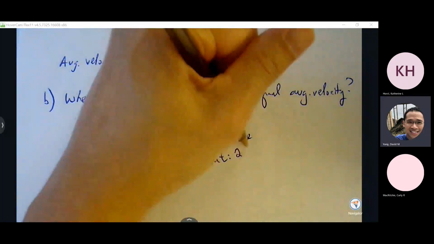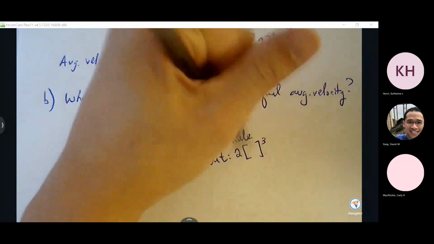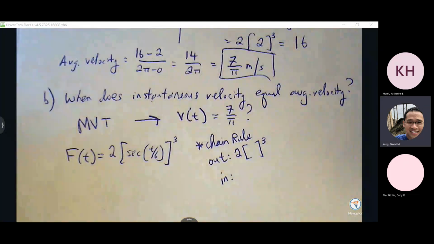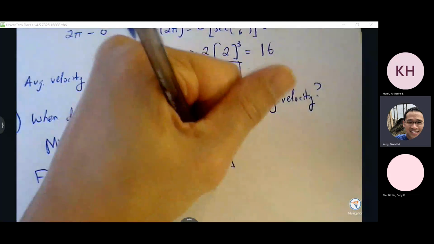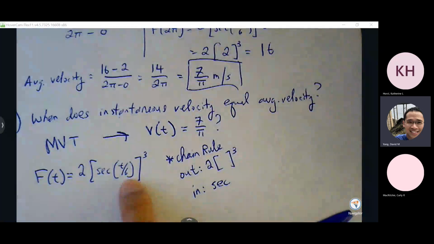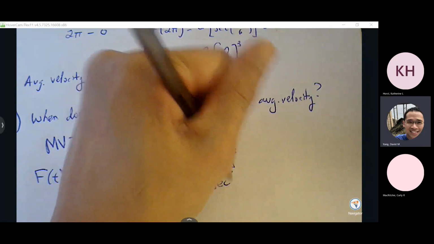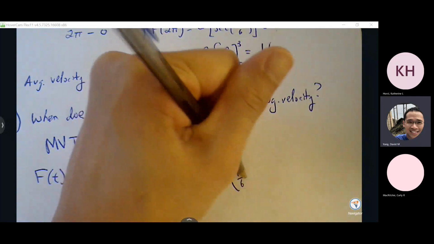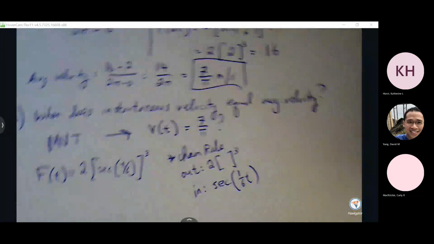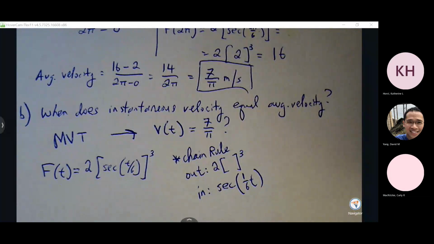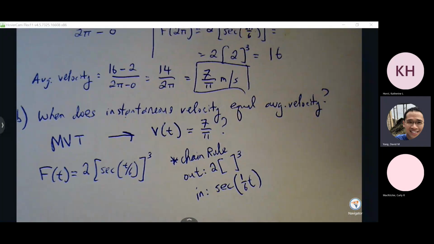Outside is that 2 bracket cube, and the inside is that secant of u. I can rewrite that t over 6 in a way that's more familiar or easier with our fractions. So I'll say 1/6 t. We're on page 2 of our test review packet.